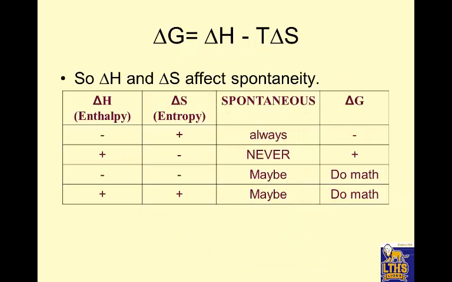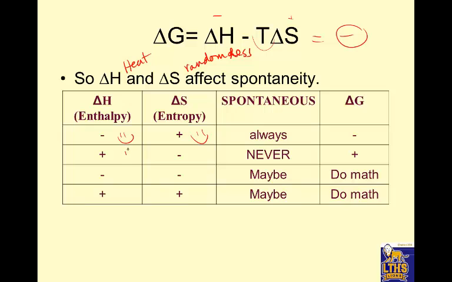So we can predict things. Delta H is heat, delta S is randomness. If delta H is negative, that's favored by nature. Delta S positive, more randomness, that's favored by nature. So if we plug in a negative sign there and a positive sign there, this is always going to make delta G negative. So that's always going to be spontaneous.